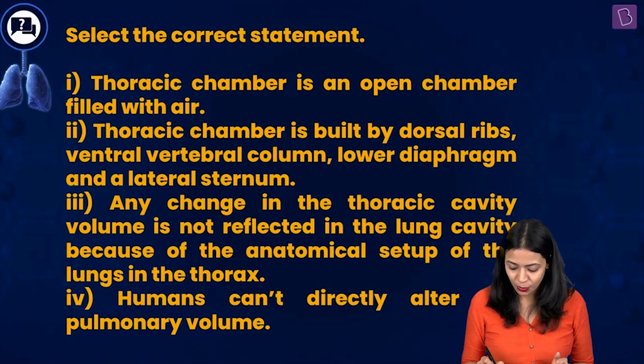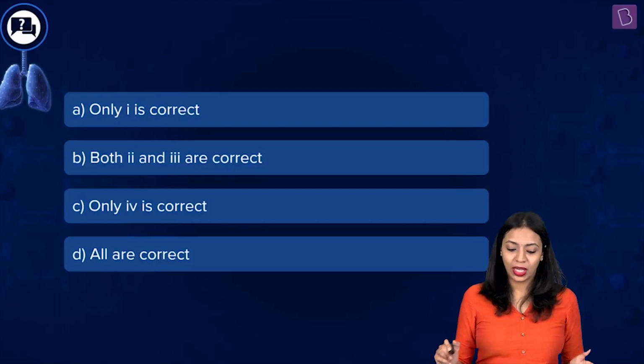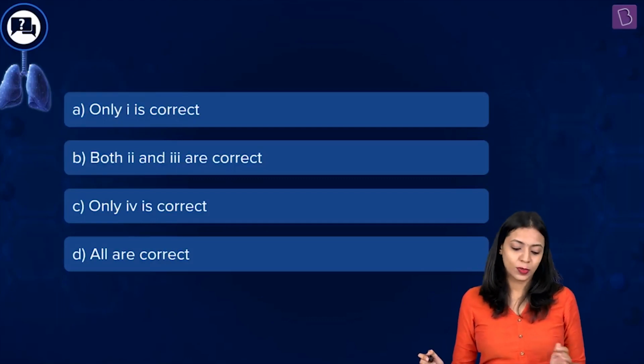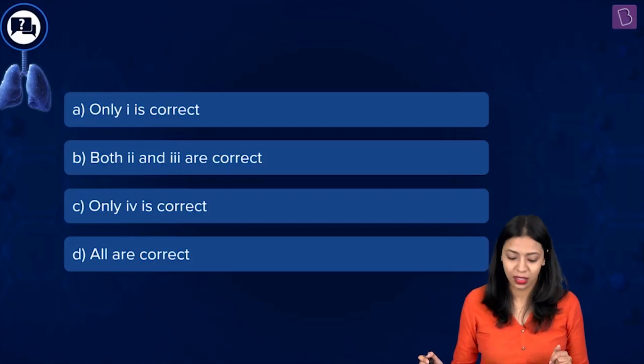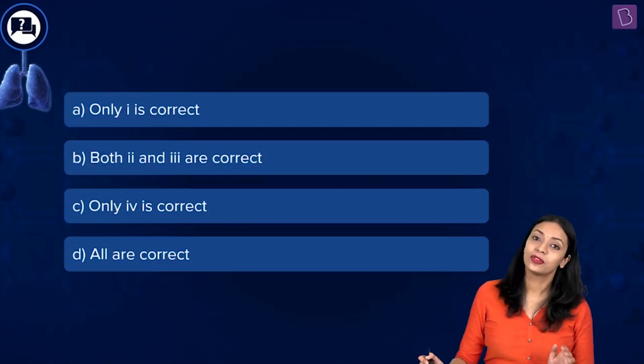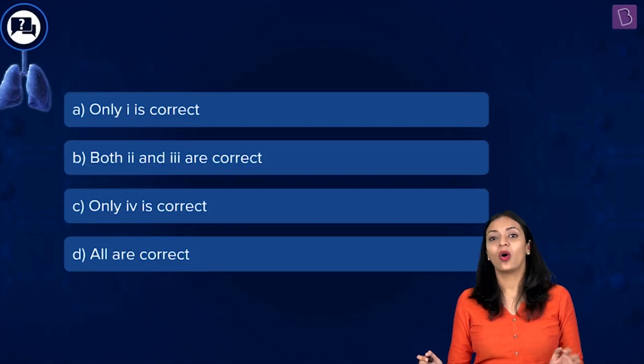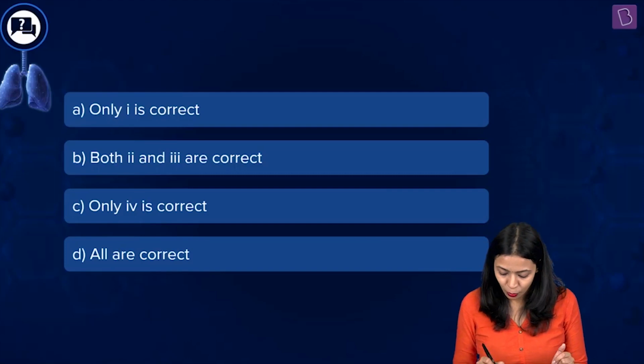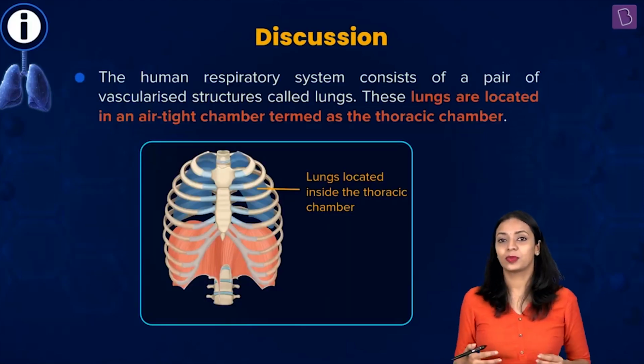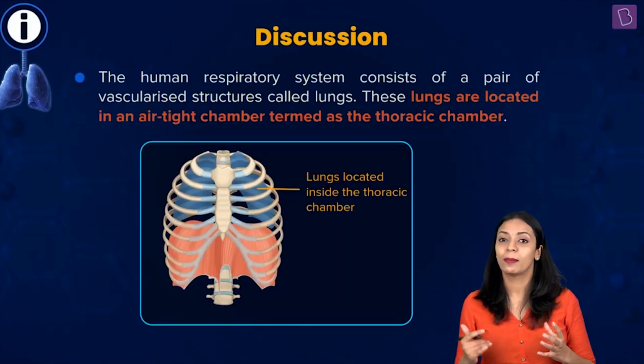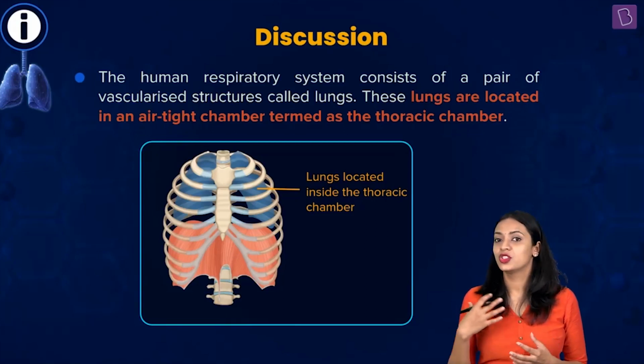Now let's look at the options. Option A, only statement 1 is correct. Option B, both statements 2 and 3 are correct. Option C, only statement 4 is correct. Option D, all are correct. Okay, so we can come back to the question and examine the statements, but before that, let me explain to you about how the thoracic chamber is.